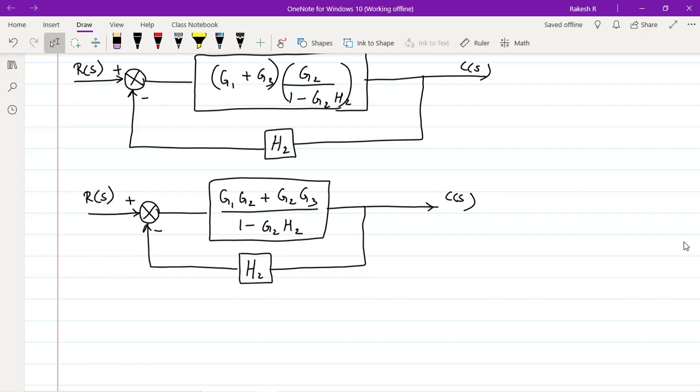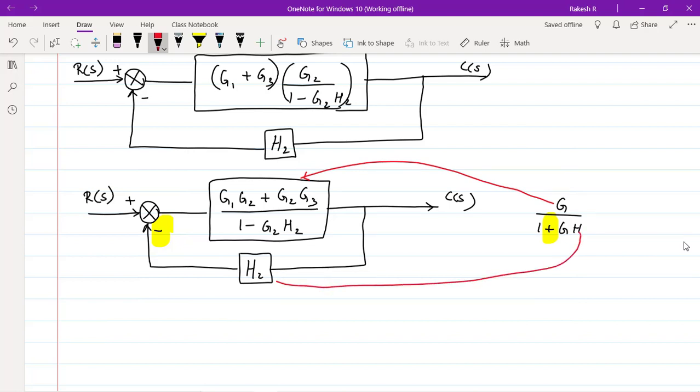Right. Now what we are supposed to do, we need to solve for a simple feedback loop here. What is the formula we have? G divided by 1 plus GH. This positive sign should be taken when we have the negative feedback here. Right. So what is G here? G is nothing but this block. And what is H? H is nothing but H2 here. Right. Now we shall solve.